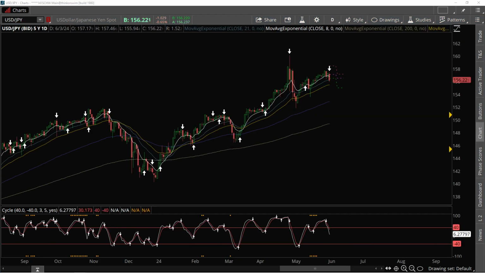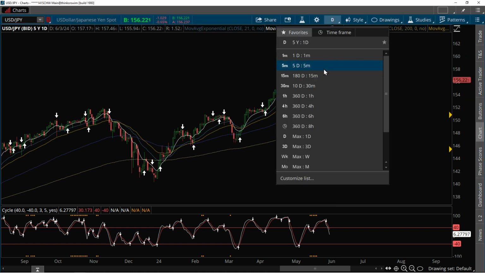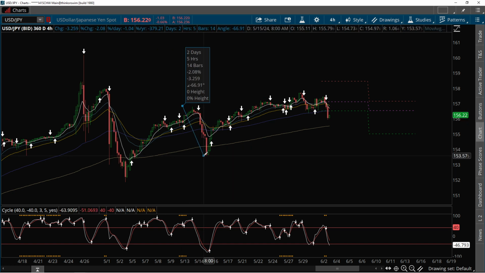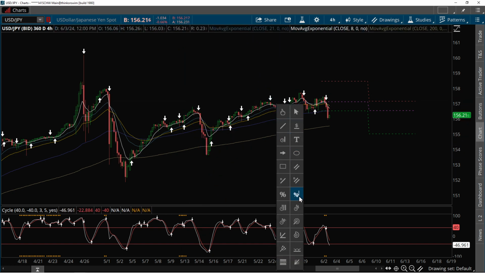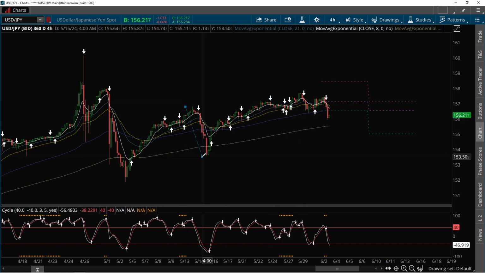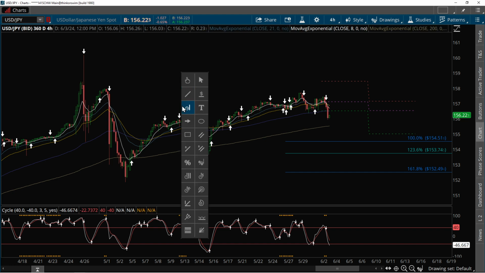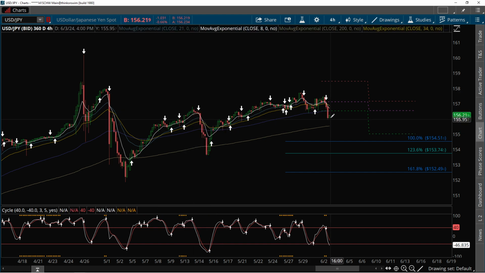Dollar yen, nothing doing. We could be in for this running flat, right? So we've got this running flat right here. Potential. So I'm kind of looking for a little more continuation on that.